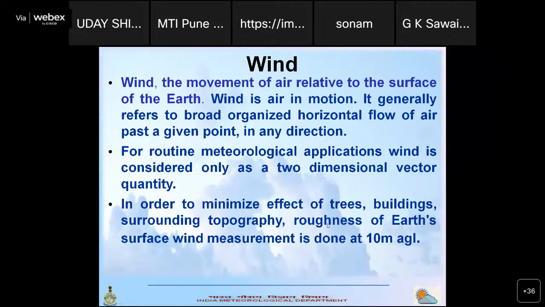Wind can also be affected by trees and buildings. So the topography of the surface observatory should be free from tall buildings and trees, to get the exact measurement of the wind. Wind measurement will always be done at 10 meter height from the ground level, AGL, above ground level.